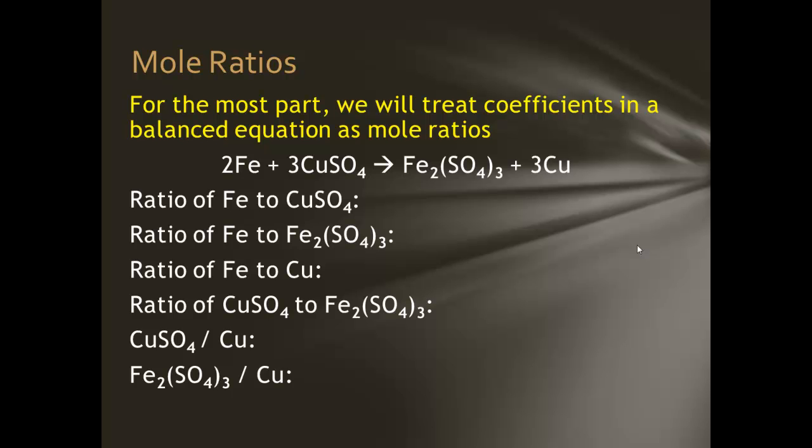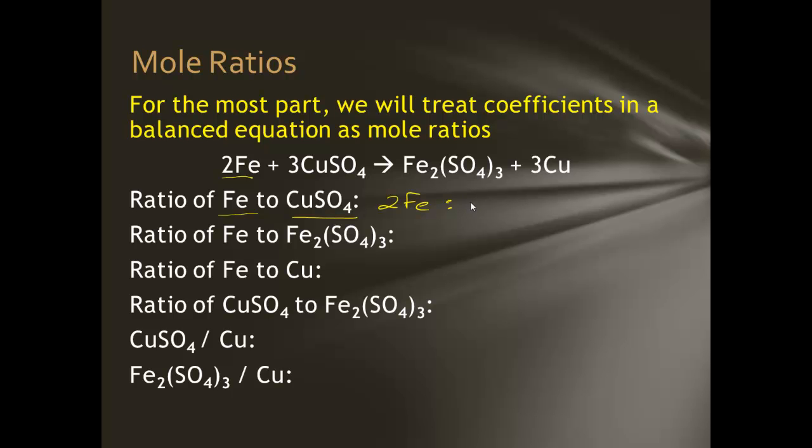Now, for the most part, when we're doing these, we're going to treat the coefficients in a balanced equation as mole ratios. So we're going to think of these numbers in front as moles. So we're going to write some mole ratios here to start. I want a ratio of iron to copper sulfate. So I just look at my iron, 2 Fe to my copper sulfate.